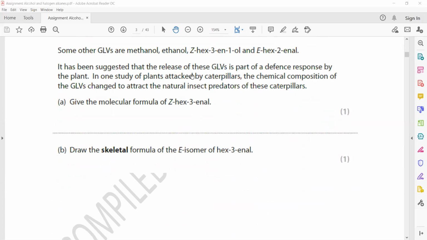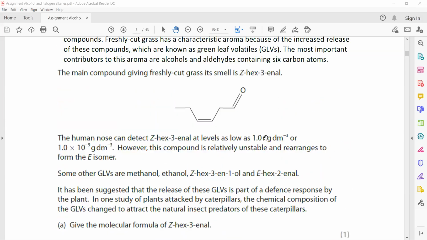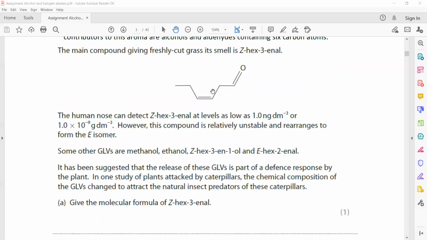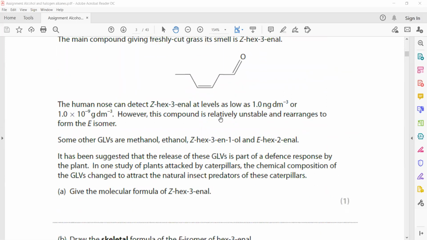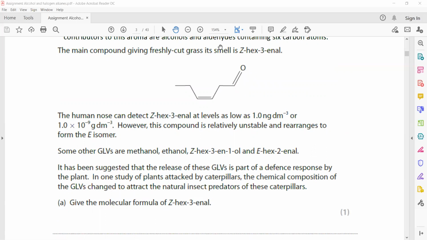In one study, when the plant was attacked by a caterpillar, the chemical composition of the GLVs changed to attract the natural insect predators of these caterpillars. Give the molecular formula of Z-hex-3-enol. So this is Z-hex-3-enol. What is the molecular formula? The term molecular formula means the actual number of atoms. So how many carbon atoms, how many hydrogen, and how many oxygen atoms are there?